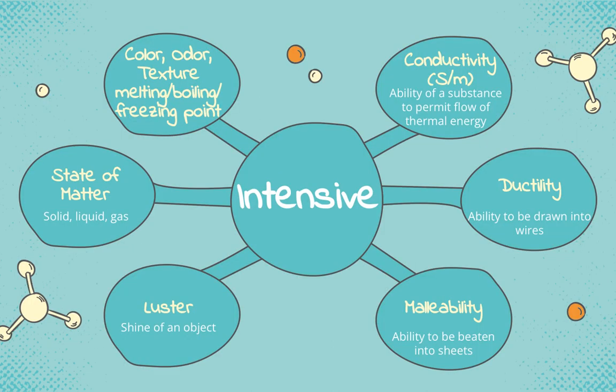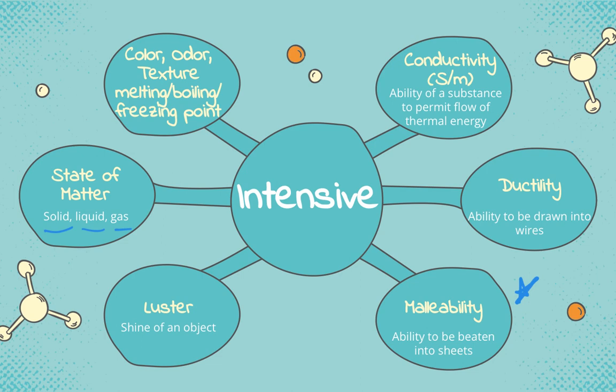So some examples of intensive properties could be color, odor, texture, melting, boiling, and freezing point, state of matter, so solid, liquid, and gas, like we discussed in our last lesson, luster, or the shine of an object, malleability. The definition of malleability is the ability to be beaten into sheets. So this is pertaining to metals, pure substances, or alloys, that mixture of metals, they have a malleability associated with them.